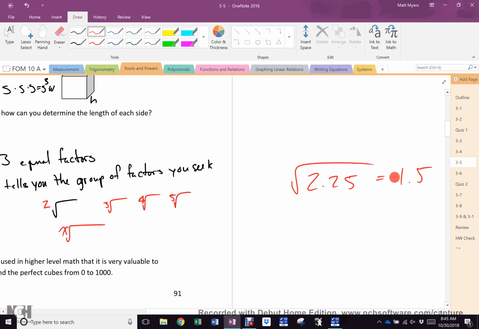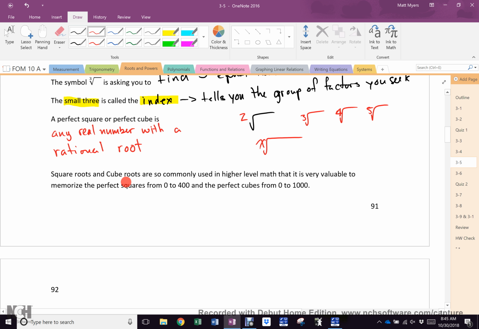This is so useful that after multiplication, remember how often I've talked about memorizing your times tables? The next most important thing you can do to make math easier for yourself is memorize the next 30 things that we are going to write down.